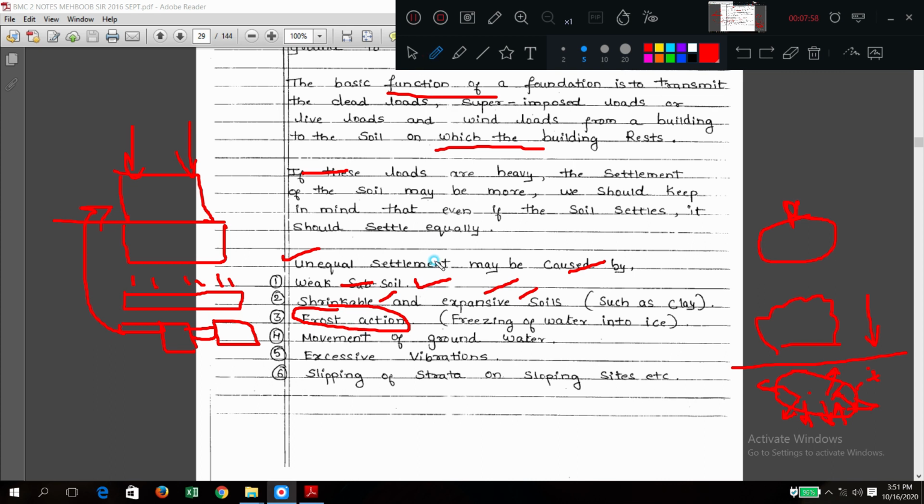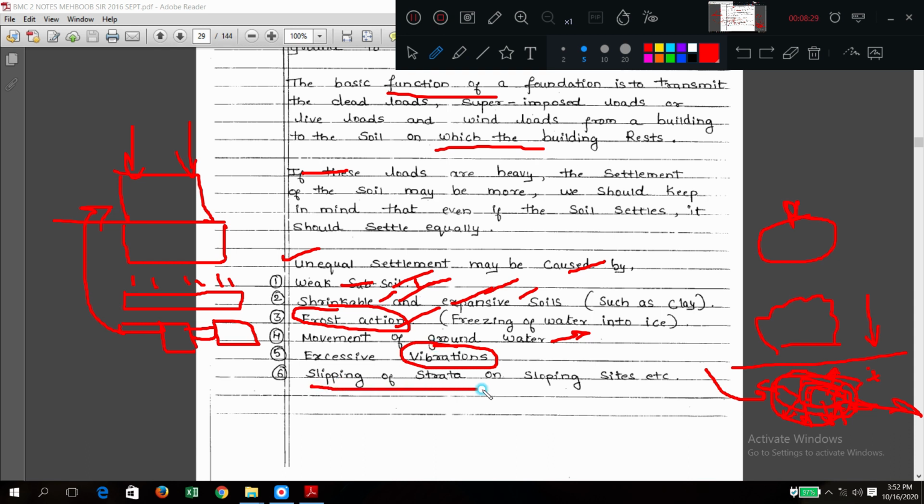So is that okay with you? Weak soil, shrinking and expansive soil, frost action. Frost action means water to ice, ice to water, volume change leading to settlement. Next is movement of groundwater. If groundwater is continuously coming in and leaving, that is also making this portion into unequal settlement. Similarly, if you are putting excessive vibration, that is also causing unequal settlement.